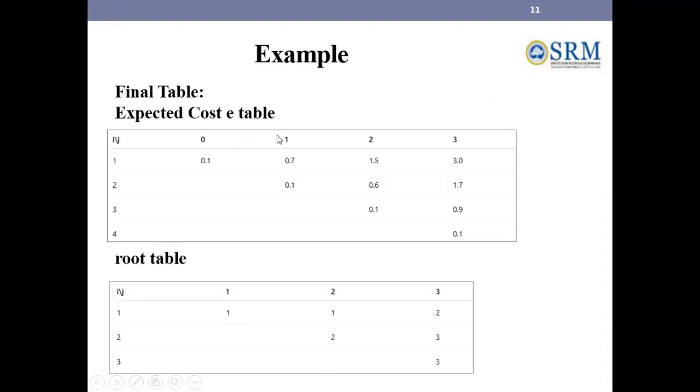Now, the expected cost E table is this. For all diagonal values, keys with probability 0.1, for 1, 1, 0.7 is the minimum. The corresponding root value 1 gives the minimum value, and 0.6, 0.9. Then for every two nodes, that is 1, 2 and 2, 3. And next one is 1, 3, 3.0. The corresponding root value, which root gives the minimum cost, will be stored in the root table. The cost is stored in the cost table. This is the final result.